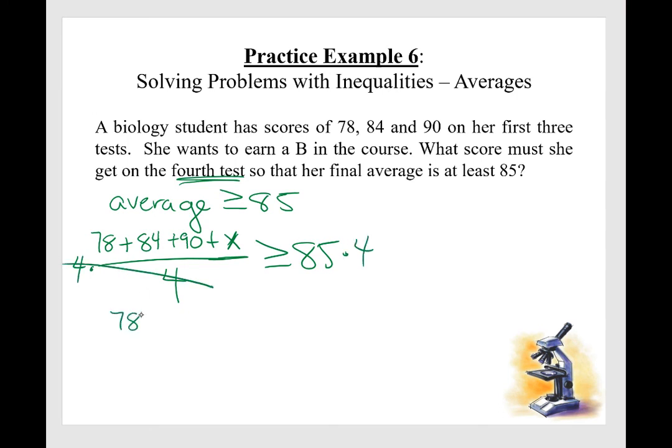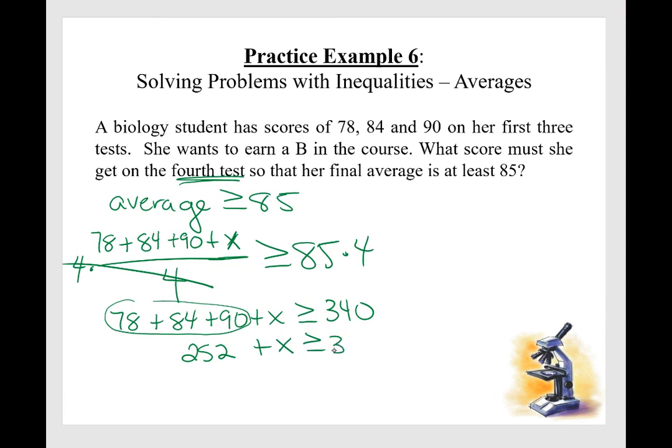So I get 78 plus 84 plus 90 plus x is greater than or equal to 85 times 4, which is 340. I'm going to add all these numbers up. So 78 plus 84 plus 90 is 252. So 252 plus x is greater than or equal to 340. To get x by itself, I need to subtract 252 from both sides. So 340 minus 252 is 88.